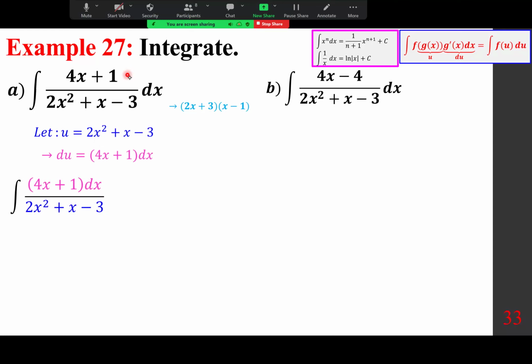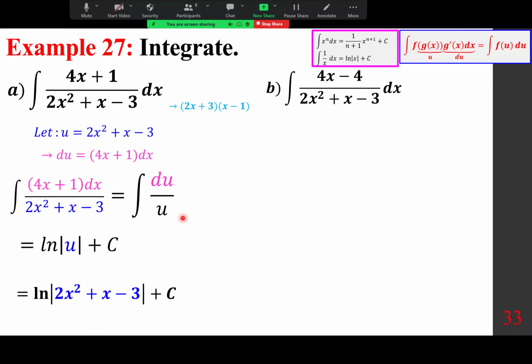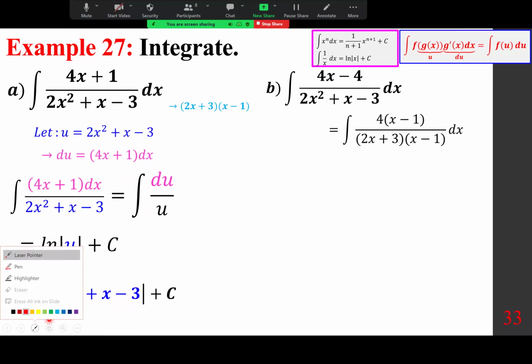So it becomes clear that we have du over u, and the integral of du over u is a natural log and a constant. Replace the u and make sure to keep the absolute value. The answer is natural log of absolute value of 2x squared plus x minus 3 plus a constant. However, in part B, you can factor the numerator as well.